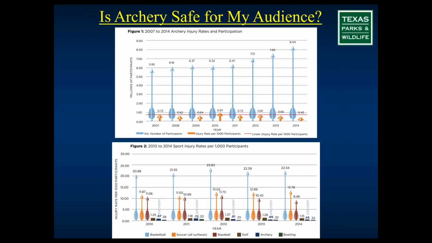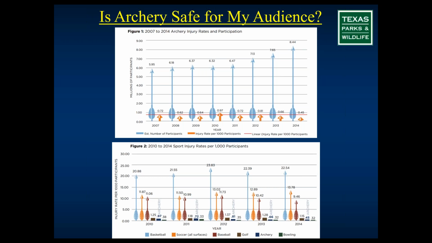8.44 million participants in archery skills through NASP in 2014. And you'll notice that that number has steadily been increasing, but the linear number, that red line, actually shows that the number of incidences per 1,000 shooters is actually going down. So participants going up, incidences going down.